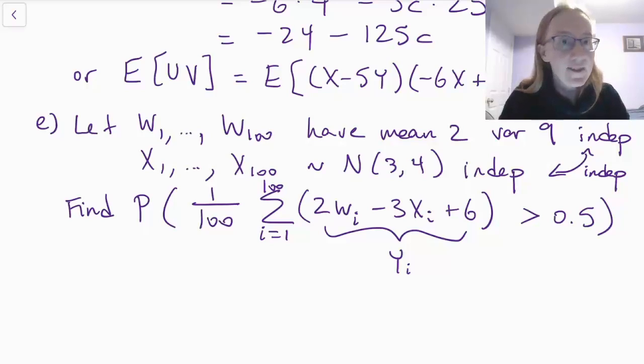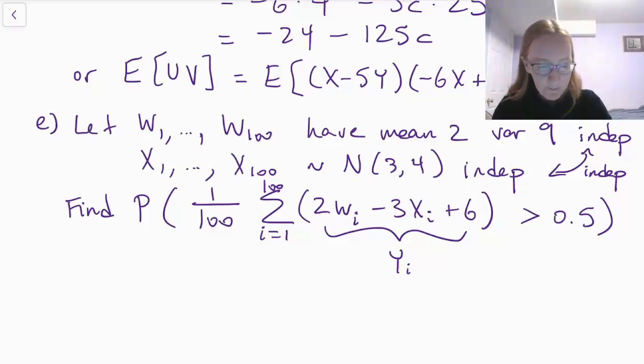But that's okay. For the central limit theorem to apply, we don't actually need to know the distribution. We just need to know the mean and the variance. And so we can see if we can do that. Let's find the mean and variance of one of these yi's, and then we can use the central limit theorem because all of these yi's are going to be identically distributed and independent from each other. And we're taking the average of 100 of them. Then we can use our central limit theorem.